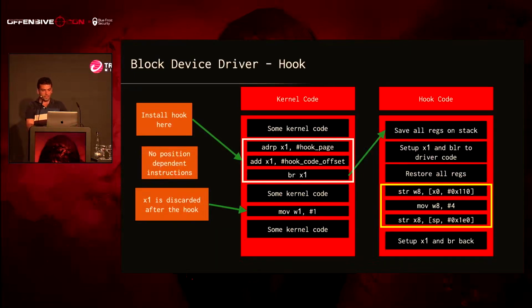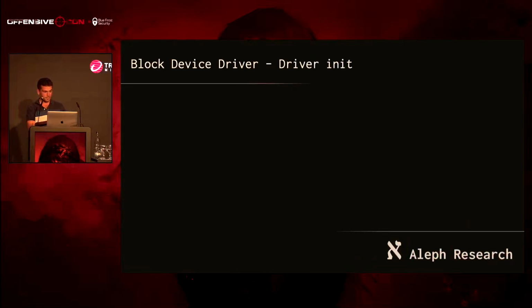And then the hook code saves all the registers on the stack, sets up x1 to point to the driver code, and then jumps to the driver initialization code. Once it returns from the driver code, we restore all the registers from the stack. We execute the original three instructions. We set up x1 to point to the kernel code after the hook, and we continue executing the kernel code from where we stopped.